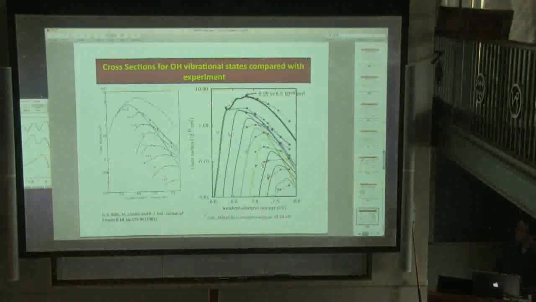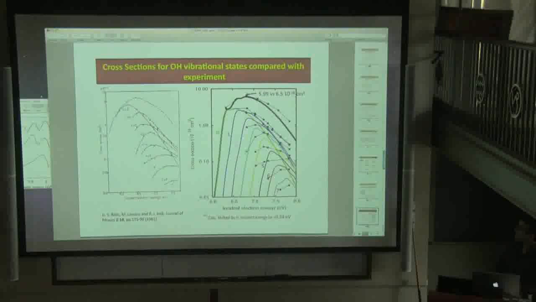And putting that all together, we can calculate the cross-section. This is a zoom up of that biggest peak that you saw on a previous slide. This is the total DEA cross-section producing H minus. The total is the one on top, bold black, and then it's broken down into the final vibrational states of OH that are produced.